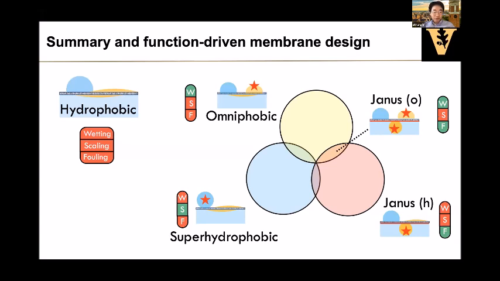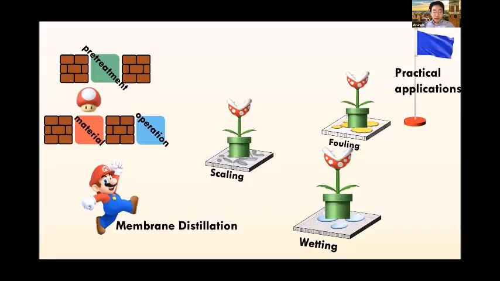So it really depends on what your feed solution is, in terms of what components it contains, and you have to choose the right membrane for that specific solution. So this is my last slide. In order to achieve practical application for membrane distillation, we have several major problems to overcome. Pretreatment, which is something I did not talk about, I think is incredibly important and maybe the most practical approach to address some of these challenges.